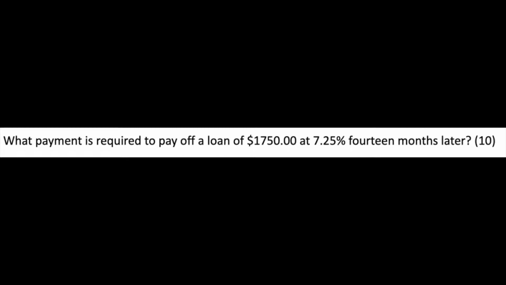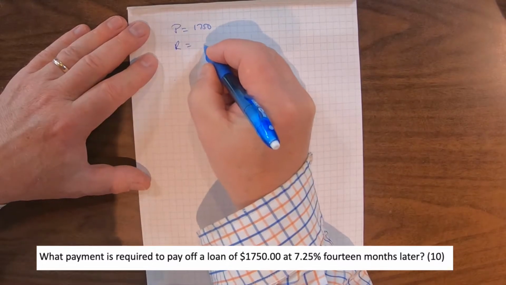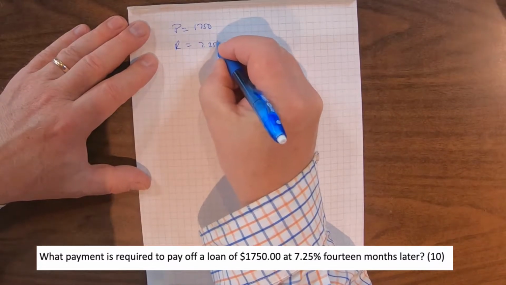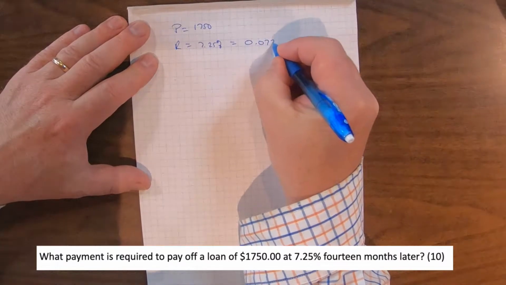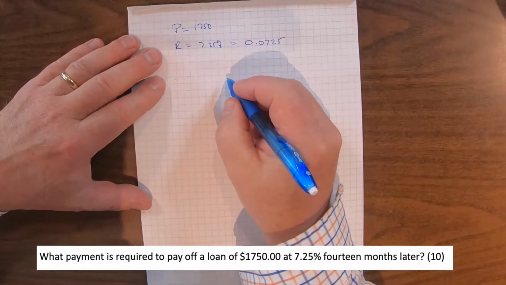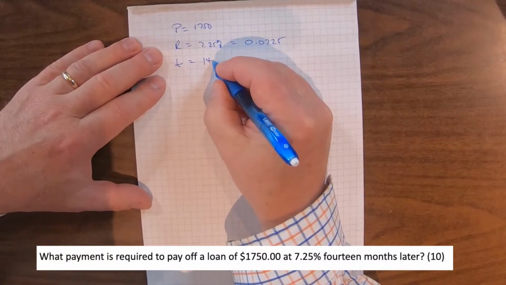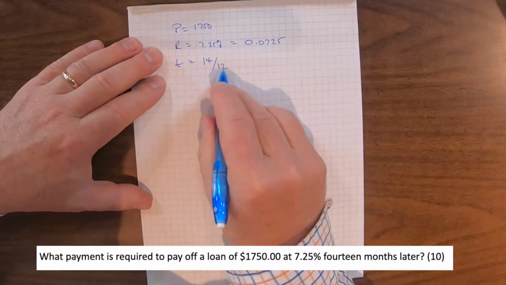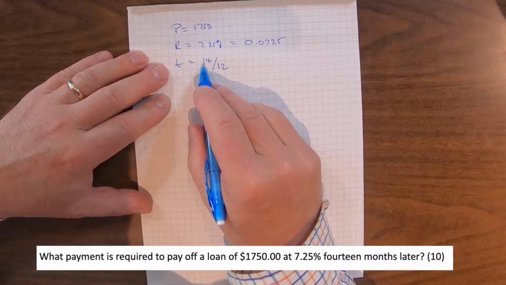So the third question says, what payment is required to pay off a loan of $1,750 at 7.25% 14 months later? We know the principal is $1,750. We know the rate is 7.25%, which in a decimal is 0.0725. We know the time is 14 months. So 14 over 12. Everything has to be relative to a year. So that's 14 over 12 is the time.